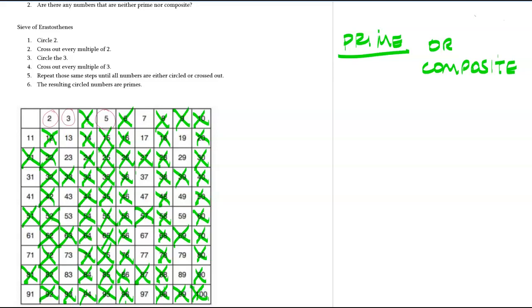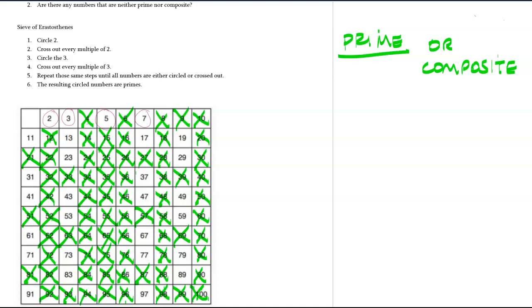Now for 7, I'm going to circle it. But here's the deal. I don't have to keep on counting off 7s until I get to 7 times 6. And the reason why is because if there's a 7 times 2, I've already hit it when I hit the 2. If there's a 7 times 3, I hit it when I hit the 3s. 7 times 5, too. So I'm going to start with 7 times 6, which is of course 42.